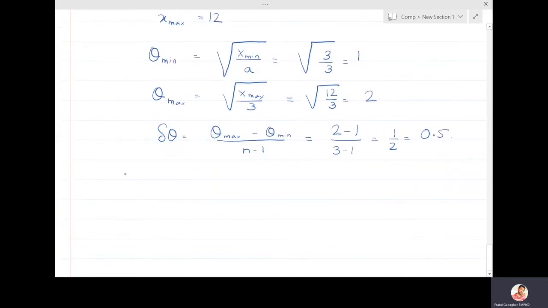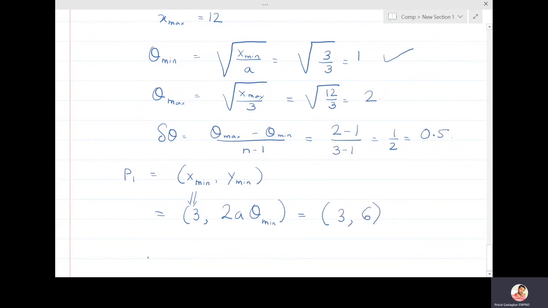What is the first point that we will be choosing? The first point is x min, y min. X min is given to me, that x min is 3. Y min is 2a theta min. Theta min is 1 and a is 3. So this is 2 into 3 into 1, which is 6. So the first point is (3, 6).